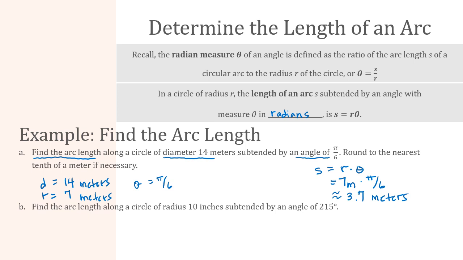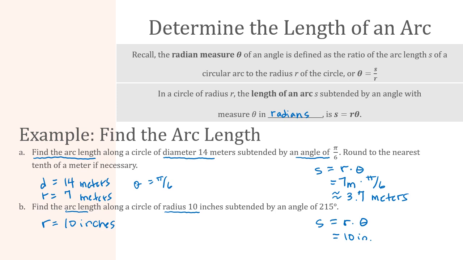All right, let's try the next one. Find the arc length. So again, we're finding arc length. Find the arc length of a circle of radius 10 inches subtended by an angle of 215 degrees. Again, we're looking for S equals r times theta. And what do we know? In this case, we were given the radius of 10 inches. So r is given as 10 inches. I always like to include those units because that's going to help me at the end to make sure my units are labeled. So the radius is 10 inches.